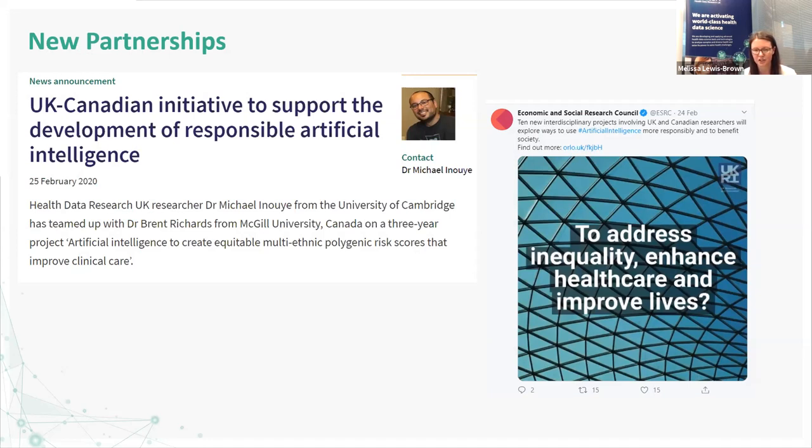So they're building a great international team connected across the UK with many others, including the UK Biobank team and the East London Genes & Health team, to really think about how we make polygenic risk scores more equitable, when quite a lot of the genetic data that are used for these risk scores at the moment come from white ethnic origins. So that's a great international collaboration to kick off 2020.